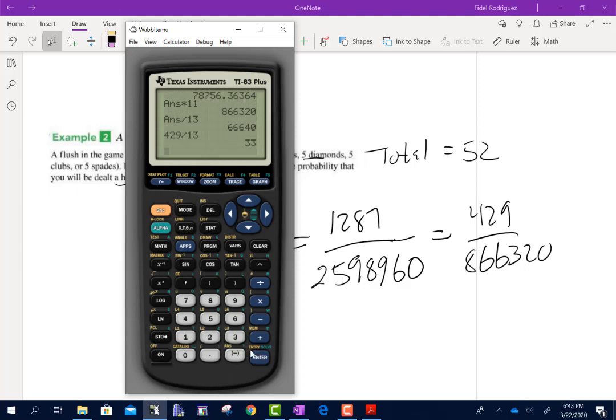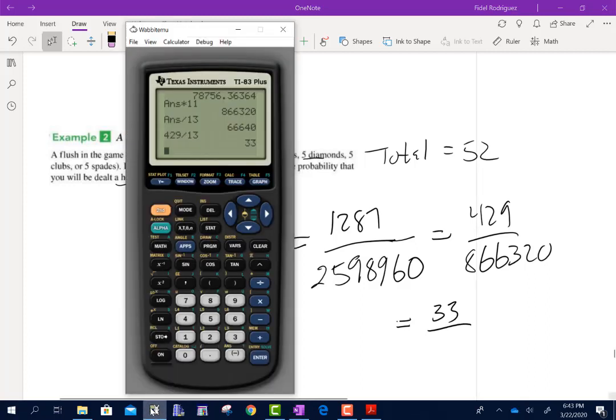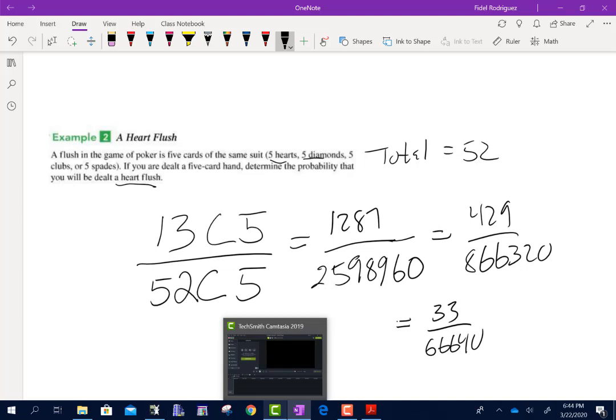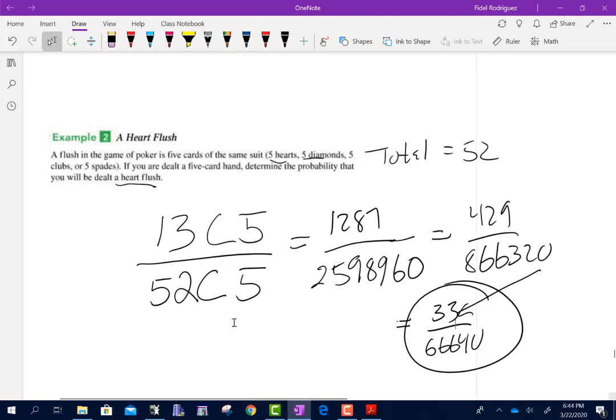Wow, check that out. So now we have 33 over 66,640. And now I'm going to stop right here. The reason I'm going to stop is that we had already tried dividing both of them by 3 again, and it didn't work. And we already tried dividing them by 11, and that didn't work. And I want you to notice that the only factors of 33 are 3 and 11, so that has to be my final answer right there.